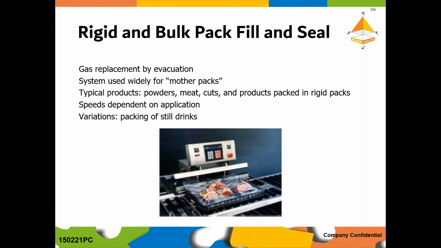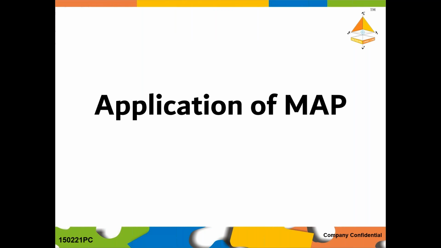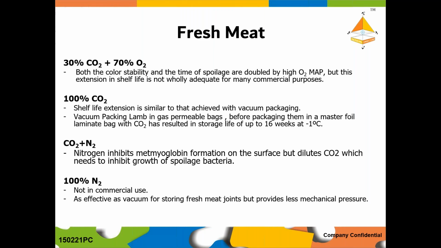Rigid bulk fill seal, like gas replacement by evacuation. There are so many different companies, like Barnard in France, which offers an extensive range of vacuum and modified atmosphere packaging machines for the different products. Bulk aspects, application of MAP. These are some of the pictures which you can see of different packaging done with the help of MAP.